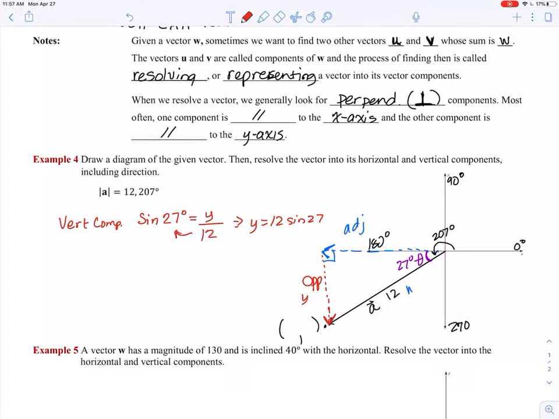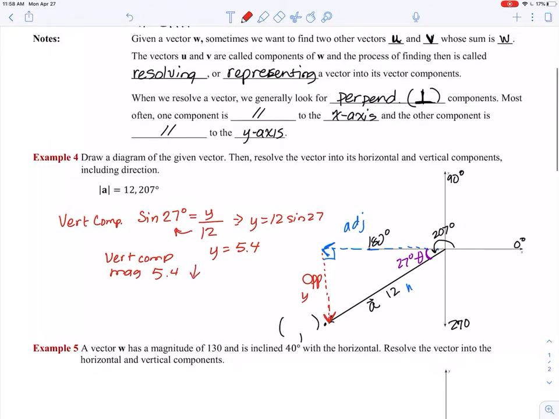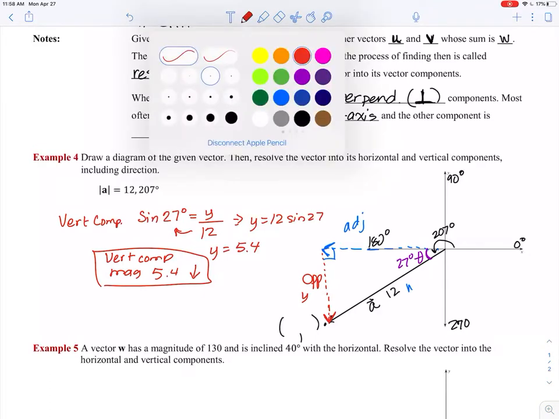And we get y is approximately 5.44. So we're just going to say 5.4. So the vertical component has a magnitude of 5.4 and it's pointing down. So there's the vertical, that's the vector, 5.4 pointing down. Okay, let's do the horizontal component.